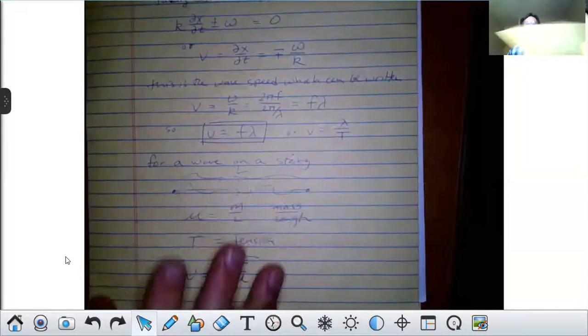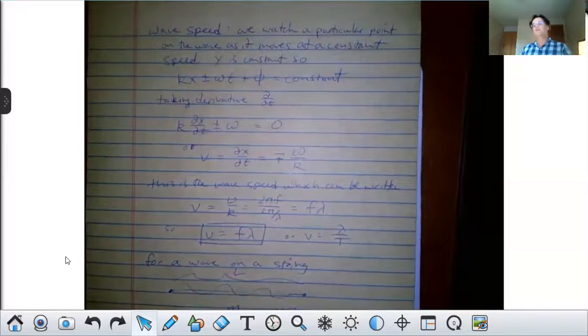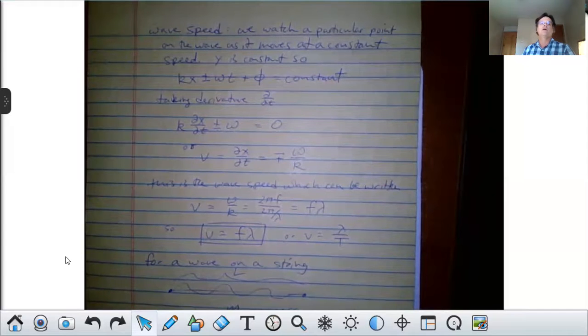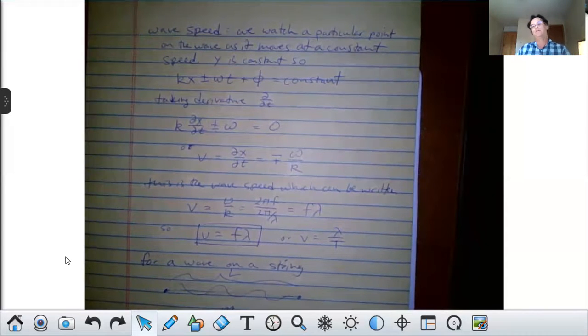Well, let's talk about the wave speed now. The wave speed is going to be constant. It's going to be a constant speed moving toward the beach. What we can do is pick a particular point on the wave, maybe the very top of a wave, the wave crest, and watch it as it moves toward the beach. In this case, we're fixing y. We're looking at a particular height and watching it as it moves horizontally.